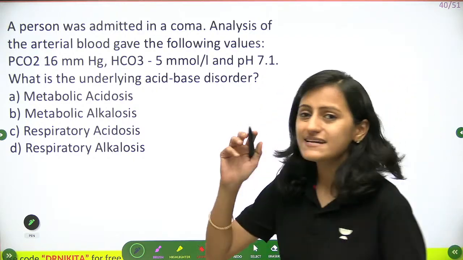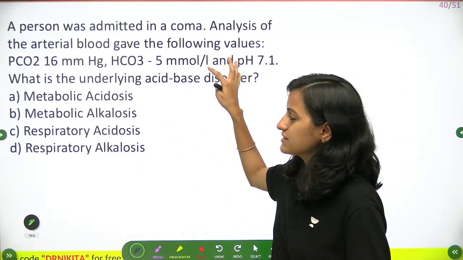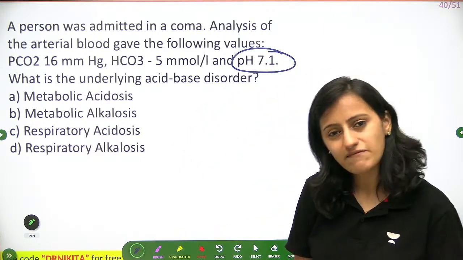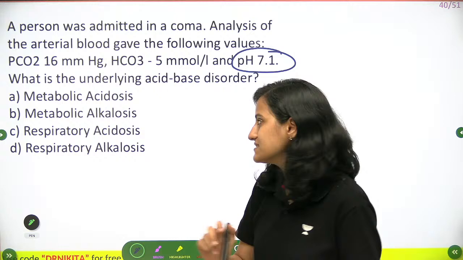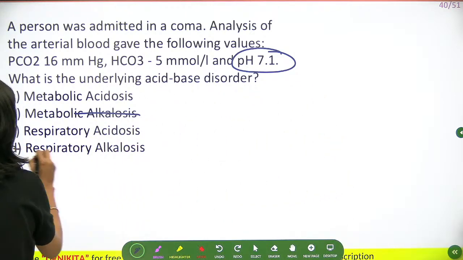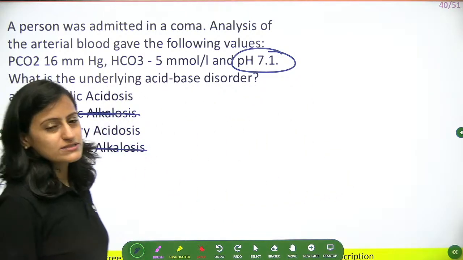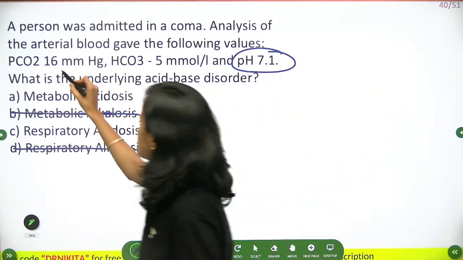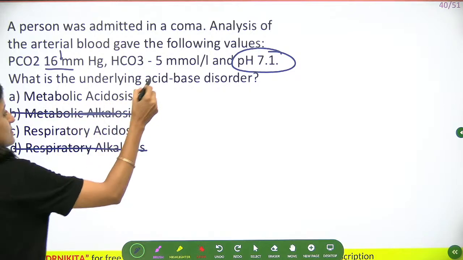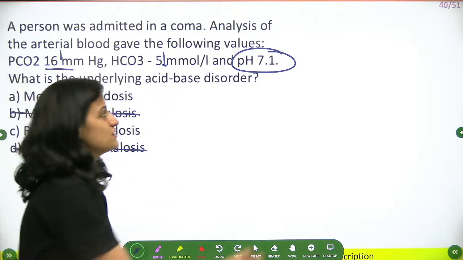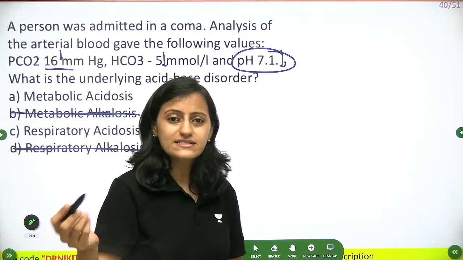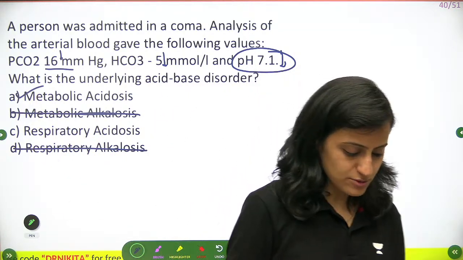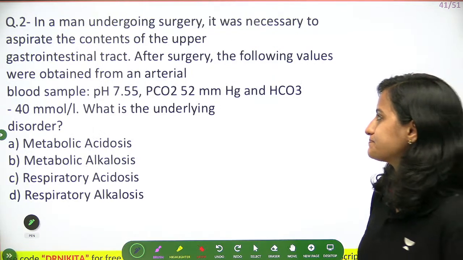See, in this acid-base disorder, whenever the values are given and you are asked what disorder this is, the first thing to check is pH. pH is 7.1, less. So it is acidosis. So the alkalosis option is out. Next is whether it is respiratory or metabolic. Look at the other values. PCO2 16, decreased. Bicarbonate 5, decreased. pH, decreased. All decreased, all in the same direction. So this is your metabolic acidosis, right?